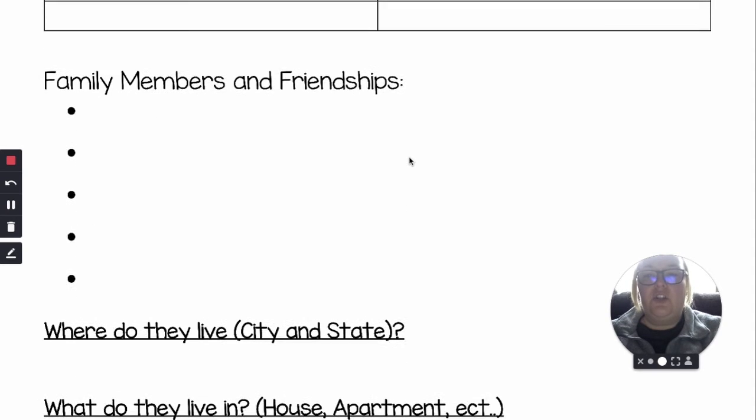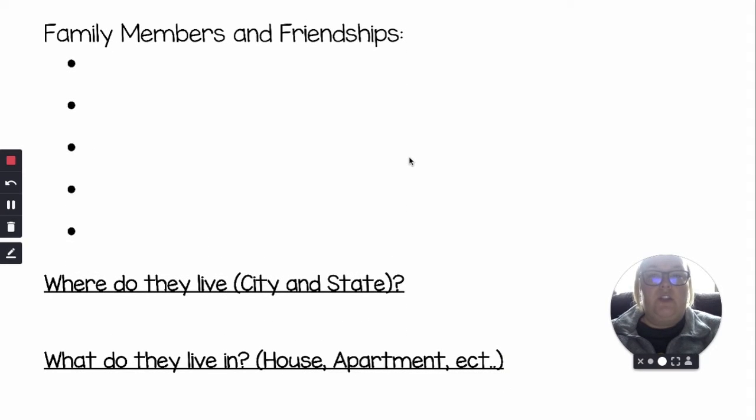The next thing you're going to do is family members and friendships. So this is where you're going to name some of those other characters that are going to be in your story. So what's your character's parents' name? Do they have a sibling? What are their siblings' names? How old are their siblings? What's your character's best friend? What's your best friend's character's name? Okay? So here I should see names, I should see ages, and then their relationships.